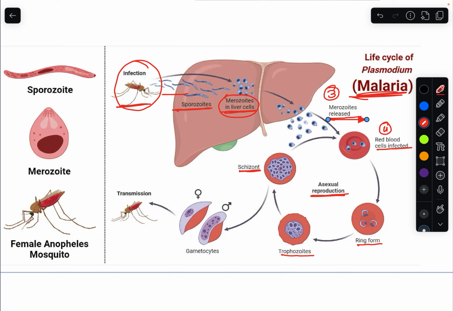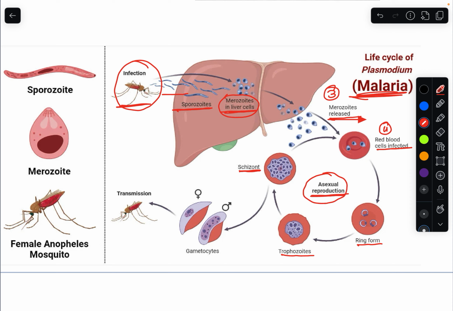Depending on how much time it takes for a plasmodium to complete its cycle, there are different types of plasmodium: malariae, knowlesi, falciparum, and vivax and ovale. They take different times to complete this cycle, so they will have different patterns of fever, different types of malaria, and different management. All is based on this asexual reproduction time.